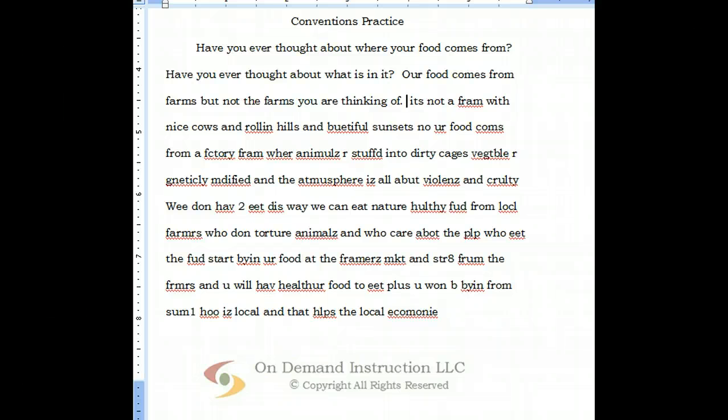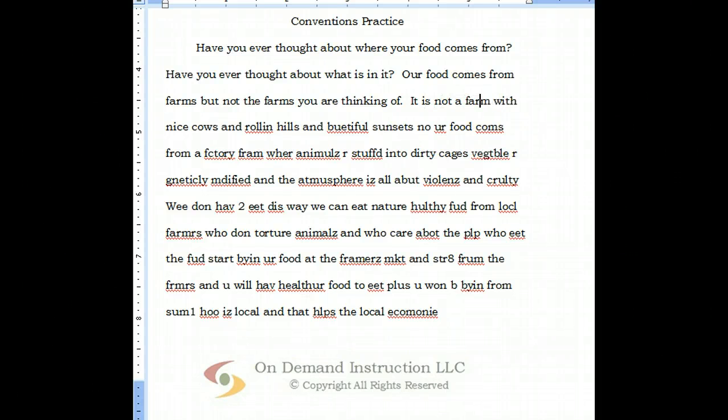We can continue on with some more of this information and have a more extended sentence, a compound sentence, or a compound complex sentence. But for our purposes here, I'm going to go ahead and end off. And therefore, I'm going to have to capitalize for the beginning of the next sentence here. We're looking for two words. It is not a farm.